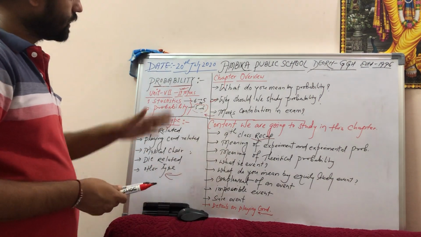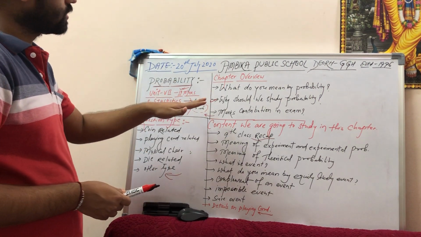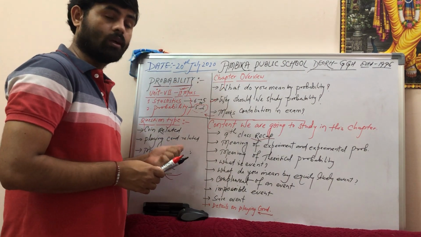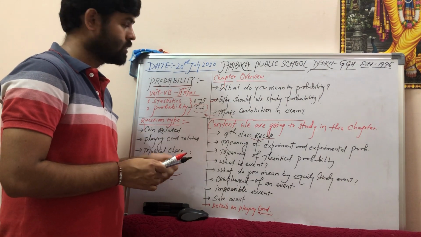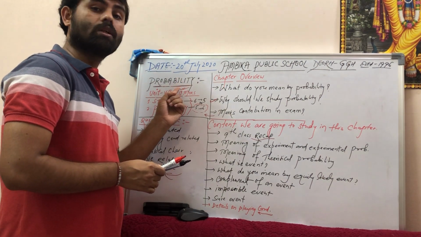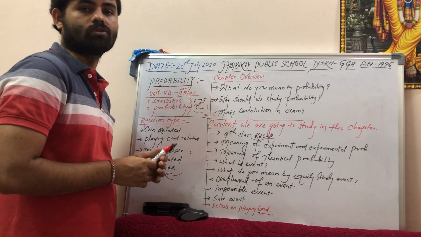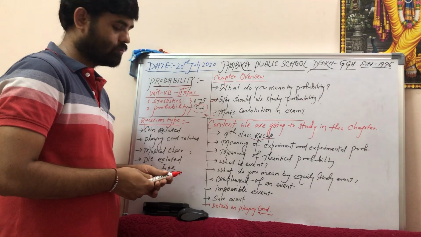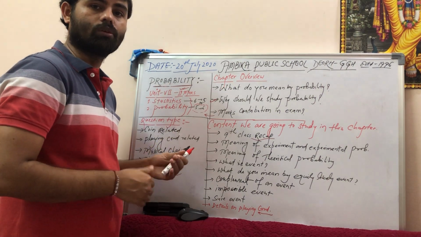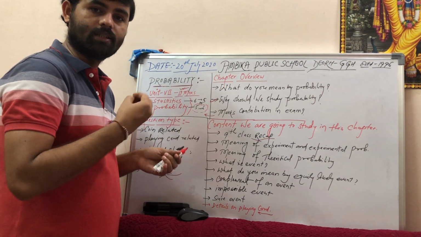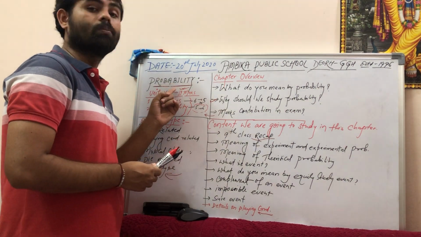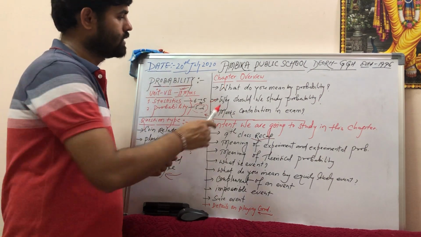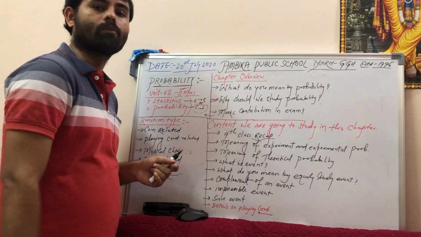Now you have to understand that this chapter is important not only in the 10th class. 9th and 10th are the base, but probability is used in approximately all fields, whether in daily life, engineering, medicine, business, or taking any decision. This is very important. How you can relate this to your life, I will explain in why should we study probability.